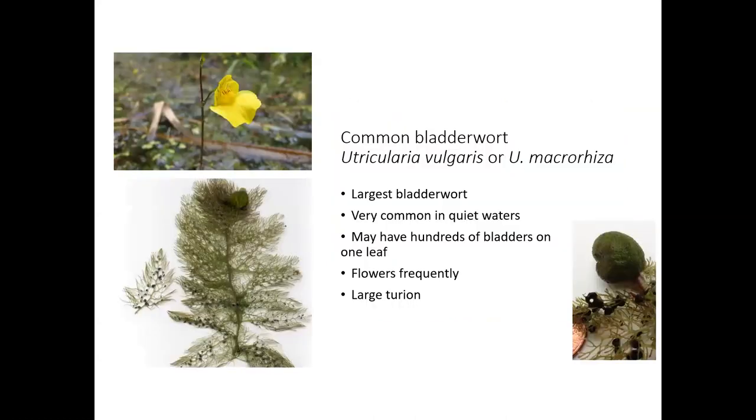So next. The common bladderwort is by far the most common bladderwort in the state. It's known as Utricularia vulgaris or Utricularia macrorhiza. It was renamed macrorhiza by a guy who did a treatise on the whole genus, but not all herbaria are recognizing that new name. So it kind of goes back and forth. But at any rate, we'll just call it common bladderwort. It is the largest bladderwort. It can be up to a meter or even longer in the lake.